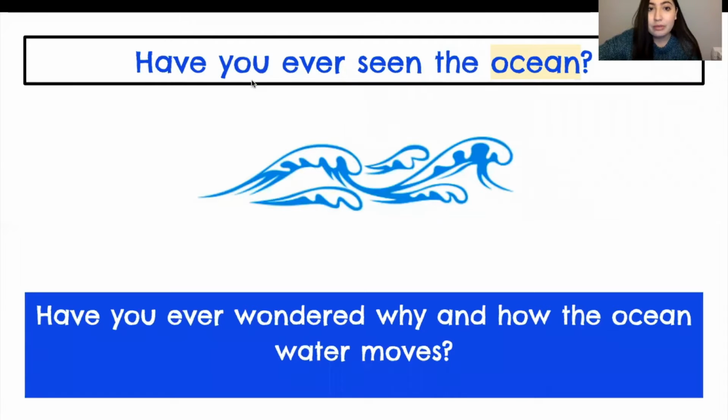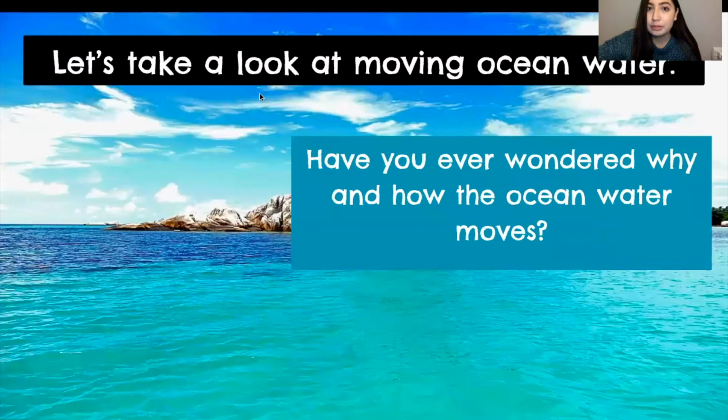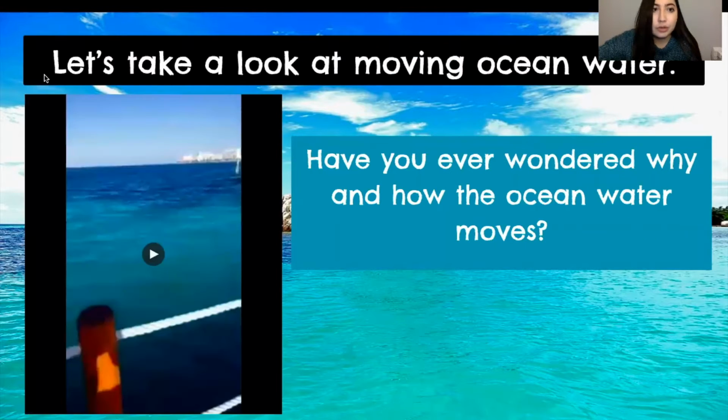So my first question for you is, have you ever seen the ocean? And have you ever wondered why and how the ocean water moves? So in a moment, we're going to look at a video of the ocean. So let's take a look at moving ocean water. Have you ever wondered why and how ocean water moves? So I'm going to go ahead and play my video here.